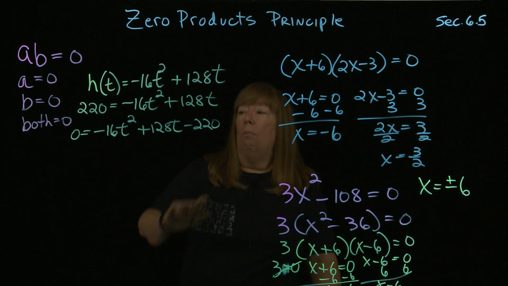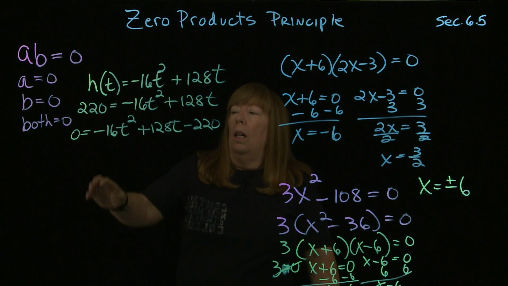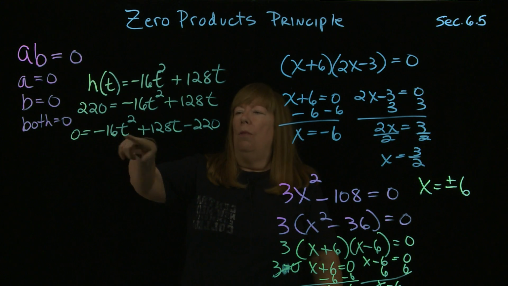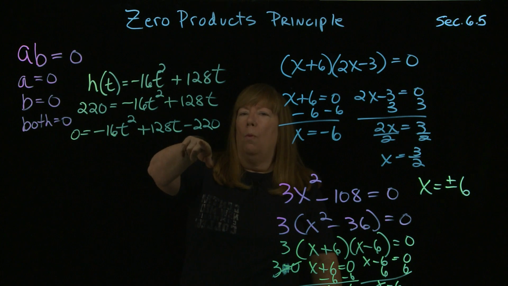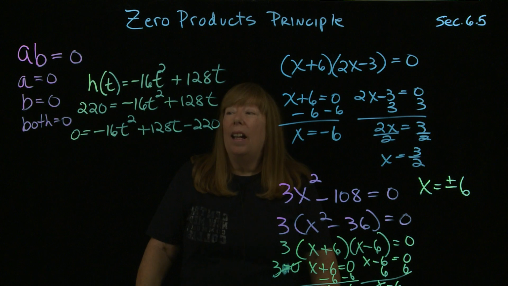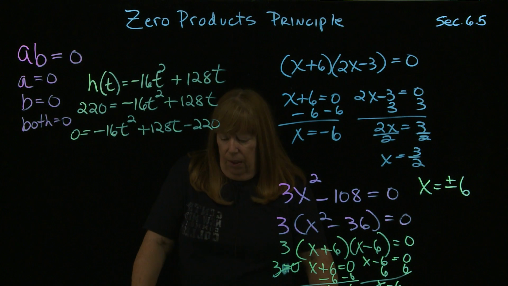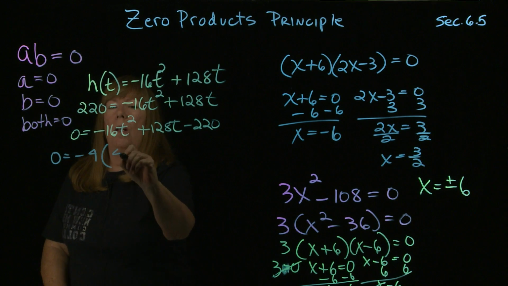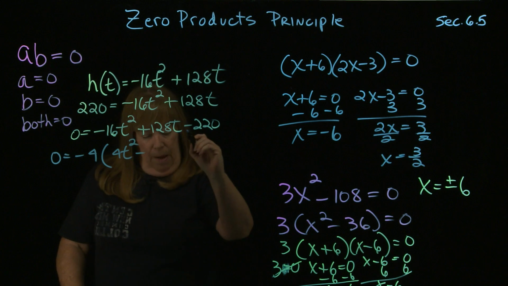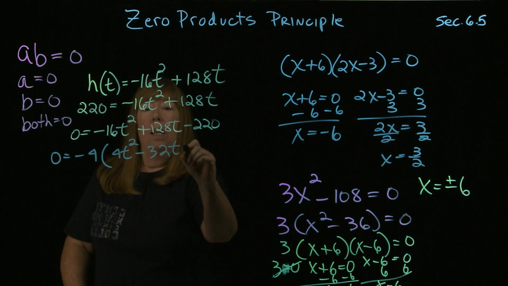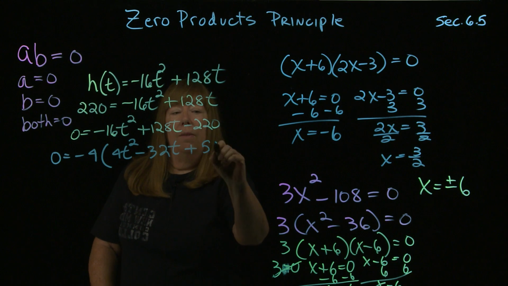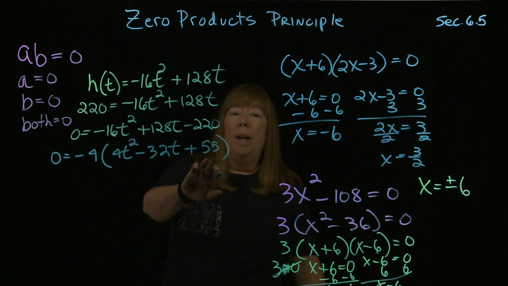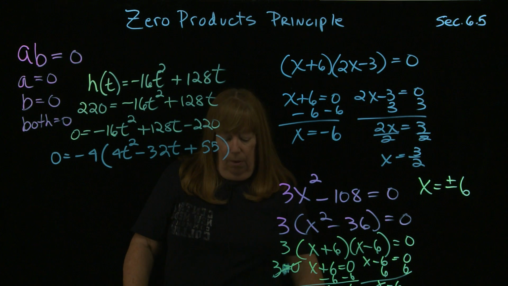I notice they're all even. That means that there's a 2. If I divided each of those by 2, I'd have 8, 64, and 110, and they're all still even, which means I can take out a 4. But better than just taking out a 4, I'm going to take out a negative 4. So let's do this. 0 equals negative 4 times the quantity, 4t squared minus 32t plus 55. Okay, my A and my C are still kind of big, but not impossible. We can work with those.